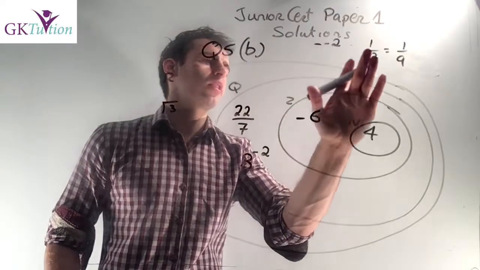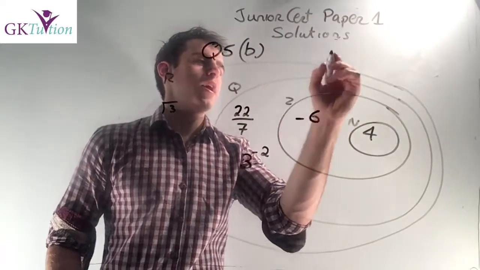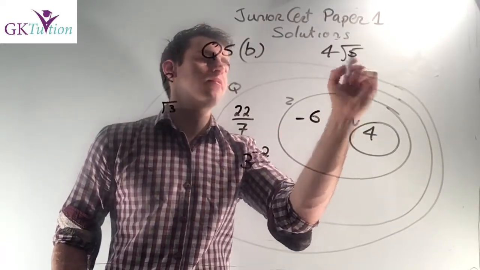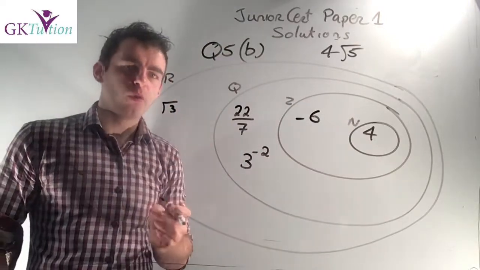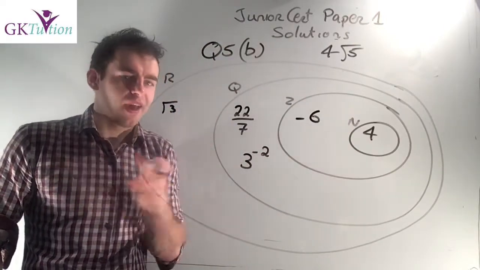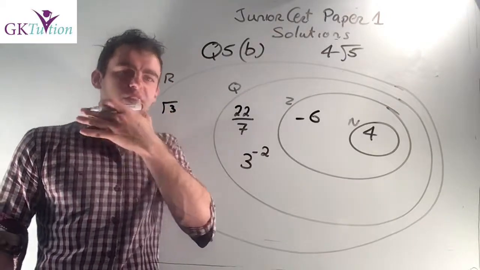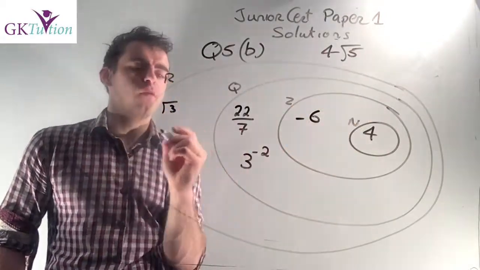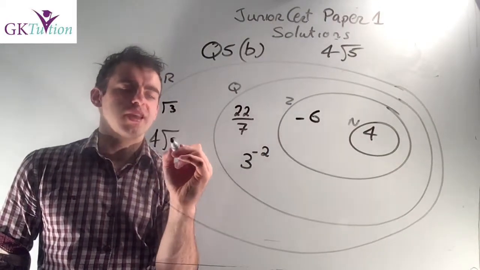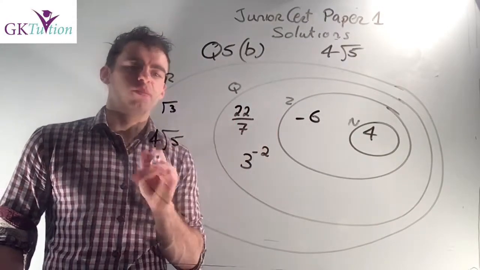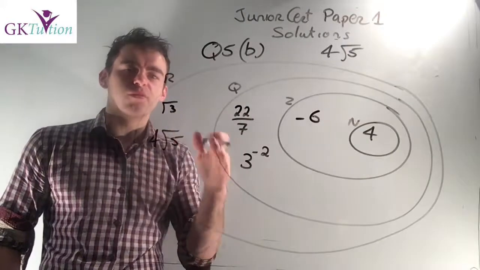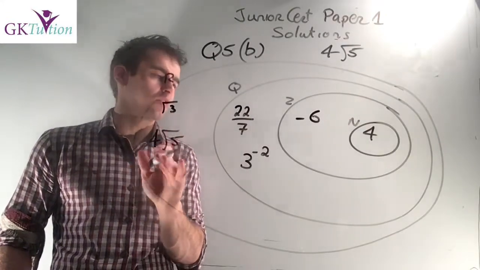Now the next one I'm looking at is 4 root 5. Again, this is the same as the one that we had for root 3. If you plug 4 root 5 into your calculator, it can't be written as a fraction. It's going to give you decimals that keep on changing and that go on forever. So 4 root 5 is irrational. It cannot be written as a fraction. So it must be out here. It's still an element of the real numbers, but it's not rational, so it's irrational.